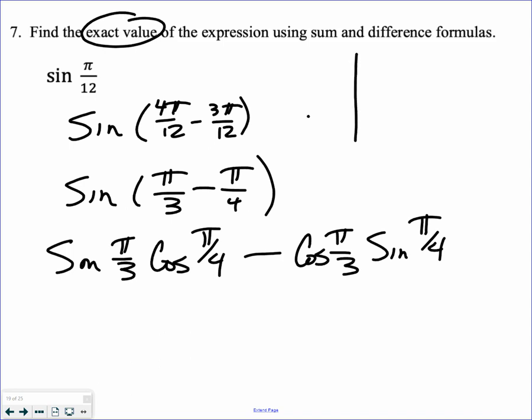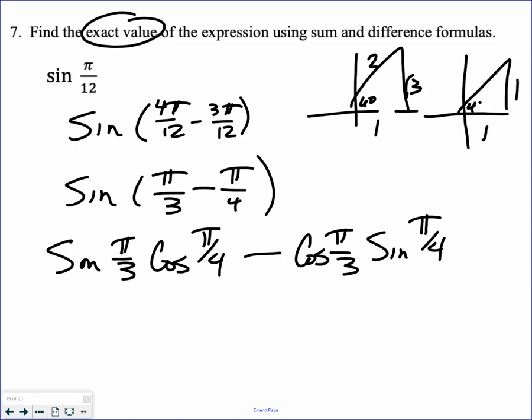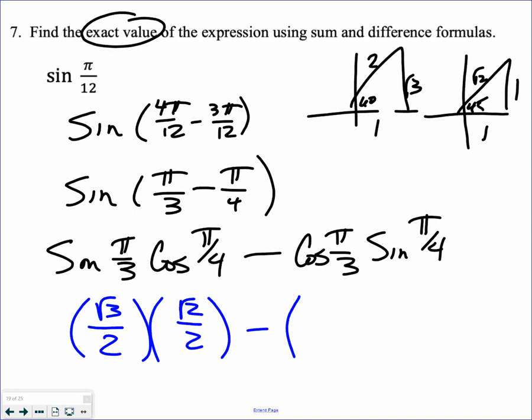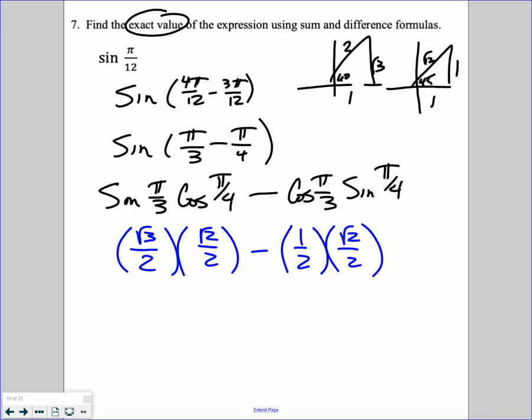So now I have to draw pi over 3, which is a 60-degree reference angle. So the 60-degree reference angle is 1, square root of 3, 2. And then I have to draw pi over 4, which is a 45-degree reference angle. So now, using those two pictures up here, I'm going to do each of these. Sine is opposite over hypotenuse. Cosine is adjacent over hypotenuse. Cosine of the first angle there would be adjacent over hypotenuse, and sine of the 45-degree angle would be opposite over hypotenuse.